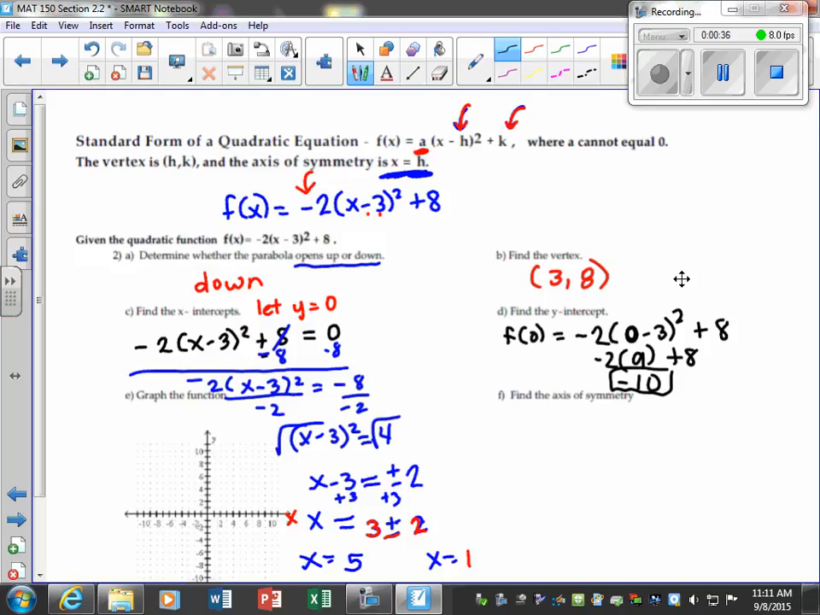Part F asks us to find the axis of symmetry. The axis of symmetry, a lot of times I'll just abbreviate it that way, is always, always, always an equation, and it's x equals whatever the x value of the vertex is. So what is our x value of the vertex? 3. So in this equation, our axis of symmetry is the equation x equals 3.